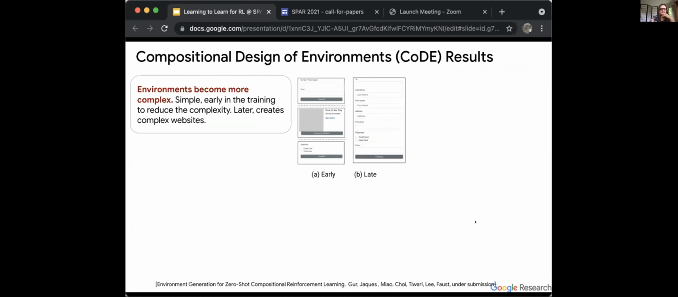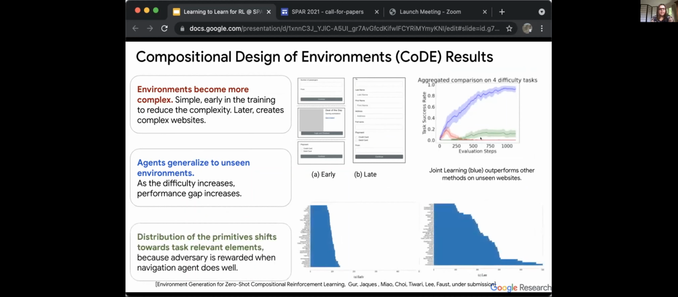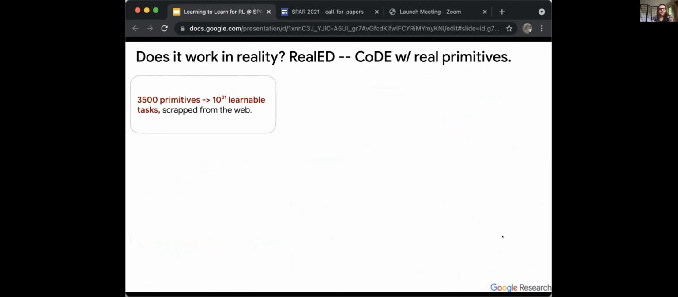So how well does this work? First, environments become more complex with time. Early in training, they only have a few elements. Later on, they have many elements. Second, they generalize to unseen environments, and the difficulty and performance keep growing. The blue line is our method. The baselines are manually designed curricula and so on. And then third, the distribution of the primitives shifts more towards relevant tasks later on in training. Some of these things, like distractor elements, disappear.